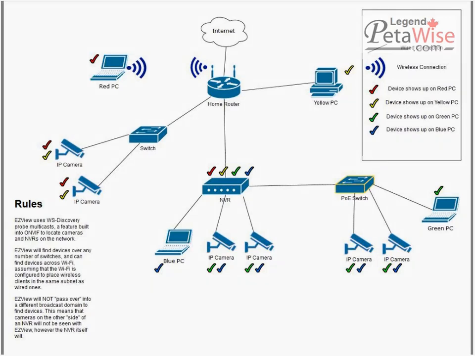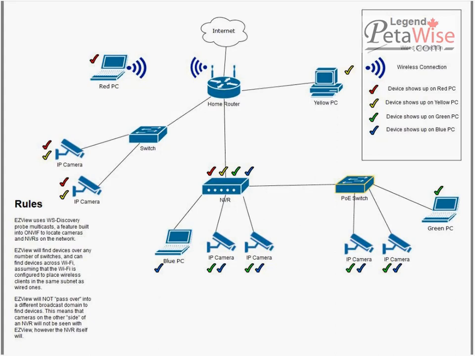So here we have a scenario where there's two PCs running EasyTools. We have red PC here and yellow PC here. And then we have our NVR on the network, a couple of cameras just outside of the NVR on the network, and some things connected over to a PoE switch here. We also have our green PC and our blue PC. So what I've done here is just to demonstrate how EasyTools will work over the network.